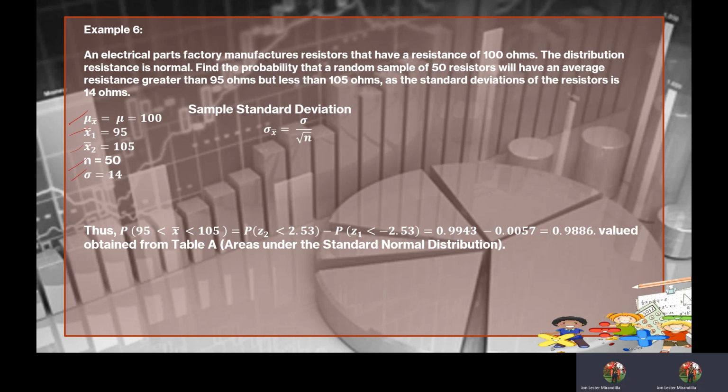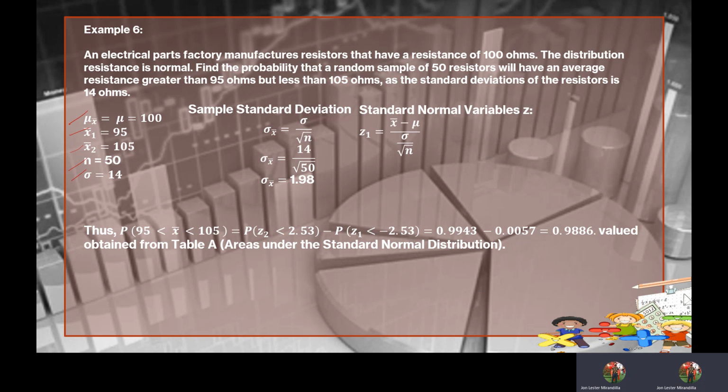Ano ba yung formula sample standard deviation? We have sigma sub x bar is equal to sigma divided by square root of n. So, input lang natin yung sigma niyan, or yung standard deviation natin is 14, then yung ating n is 50. So, 14 divided by square root of 50. And yung result natin is 1.98. So, ito na yung ating sample standard deviation na 1.98.